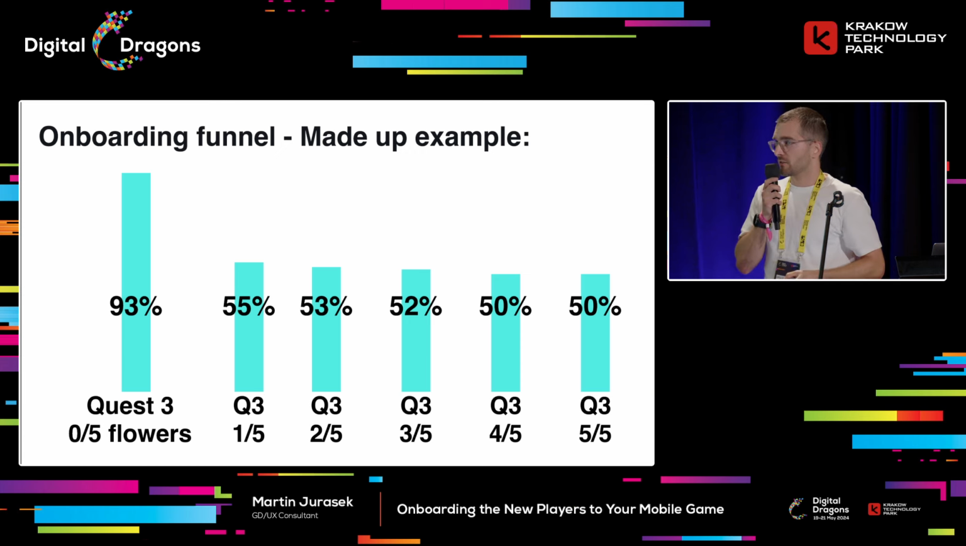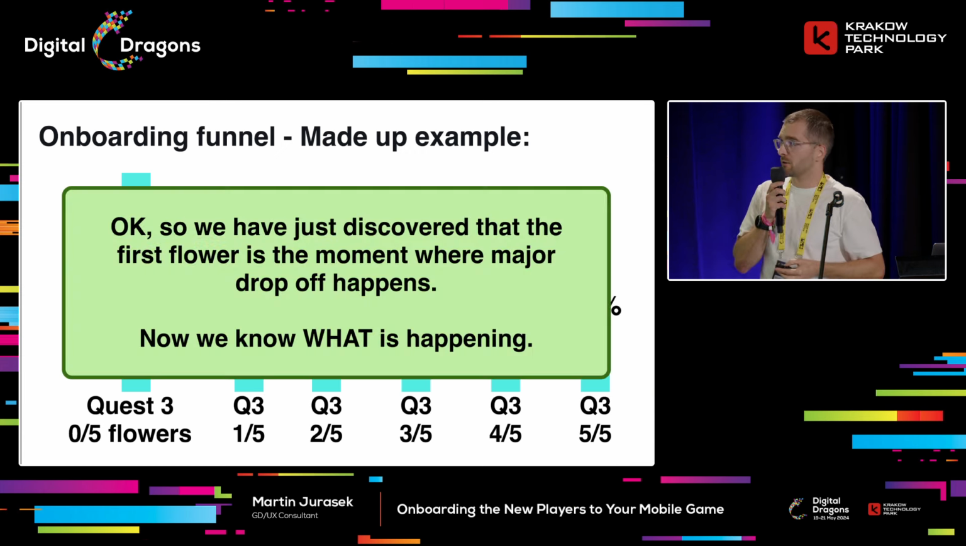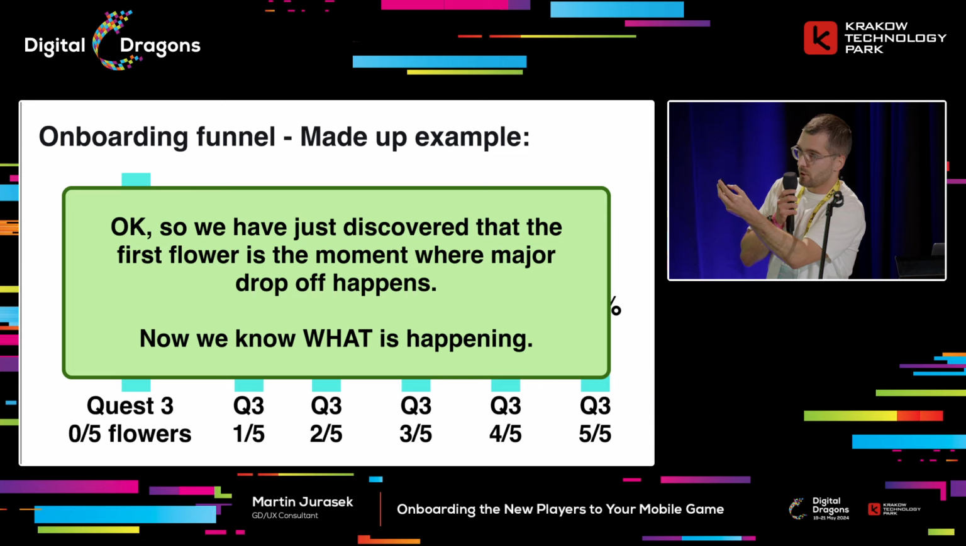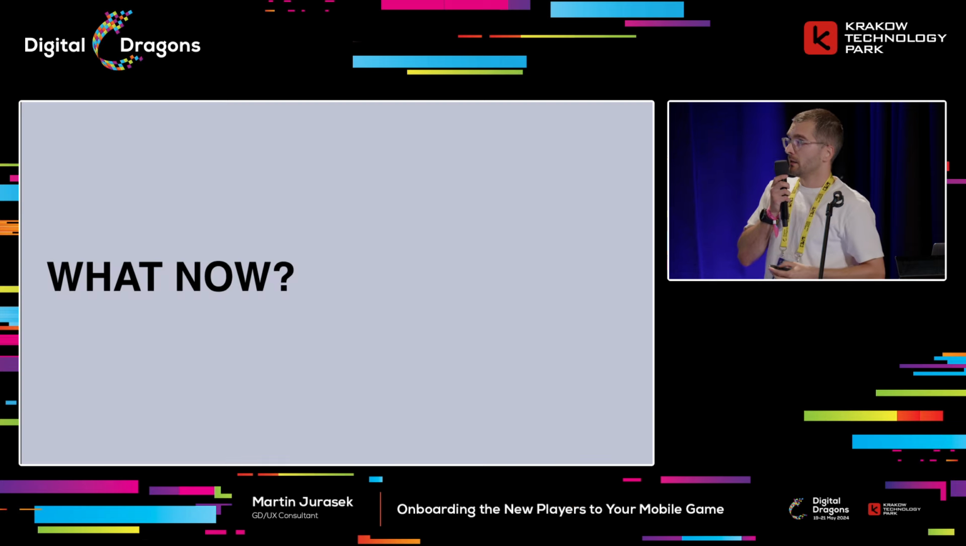So this just tells you what is happening, and the question is, now we know what is happening, so what do we do now between those two moments, between no flowers and the first flower? So what do we do now?